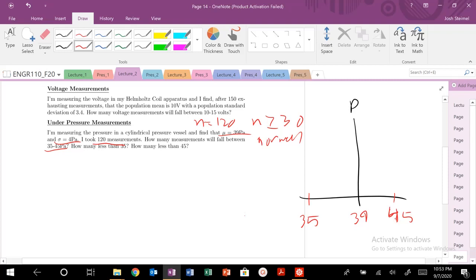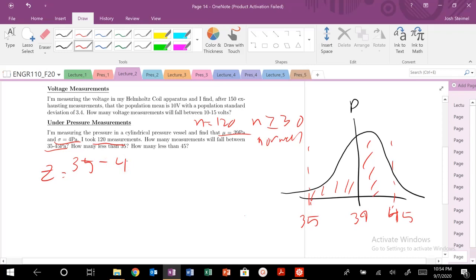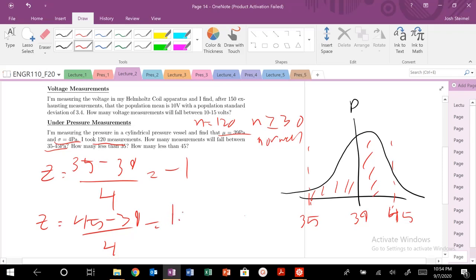So let's draw our distribution. The first question is asking us to find basically this area. First off, we have to calculate our z's. So our z for the first one is our x, which is 35, minus 39, divided by 4. That is going to give me a z value of -1. Then my other value is 45 minus 39 divided by 4. That's going to give me a z value of 1.5.